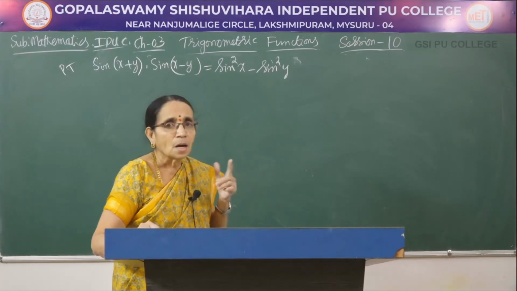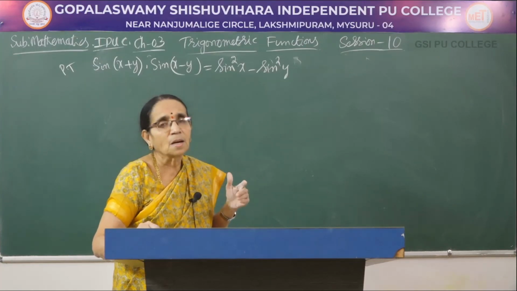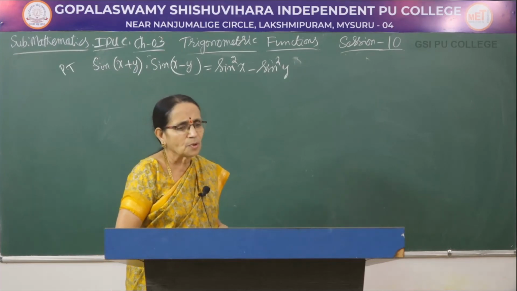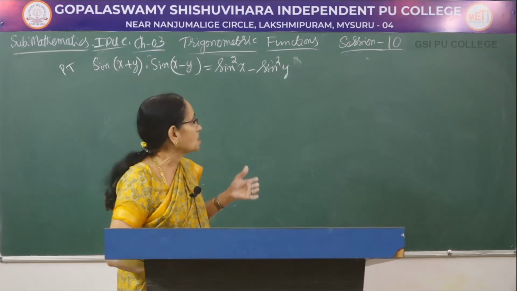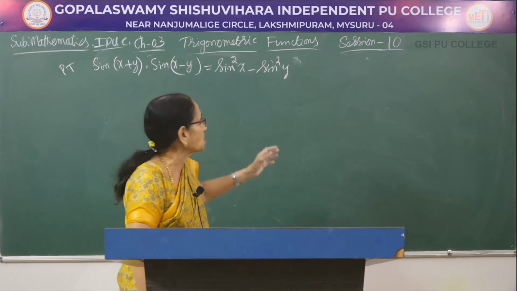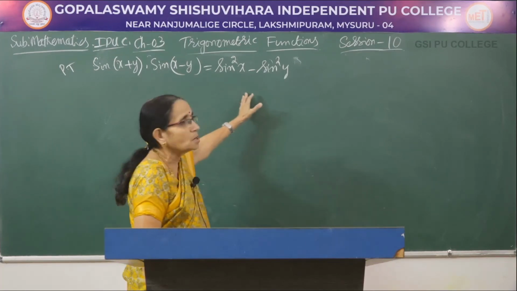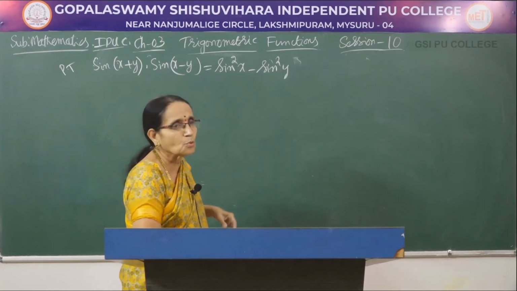Now, we are going to prove this one using the expansion of sin x plus y, sin x minus y, and also the basic identity, that is sin square theta plus cos square theta equal to 1. So, it can be given for either a 2 mark question, or wherever you want to, you can use. If it is given like this, you can write it as a product. If the product is given, you can write it as the difference of the 2 functions.